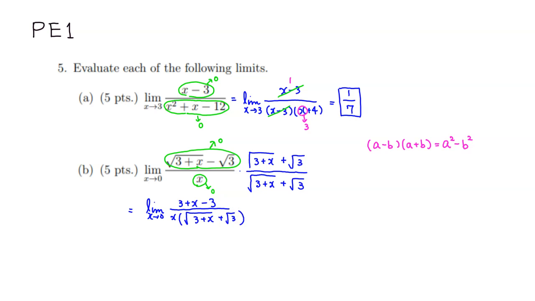Then we can do cancellation. You're going to have a positive 3 minus 3, so that goes away. Then we can cancel x here and cancel x on top, so you're going to have 1 there. Then x is going to 0, so this x just goes away. So you can see that this is going to be equal to 1 on top over the square root of 3 plus the square root of 3. So you're going to have 2 square root of 3. So this is the limit for part B.